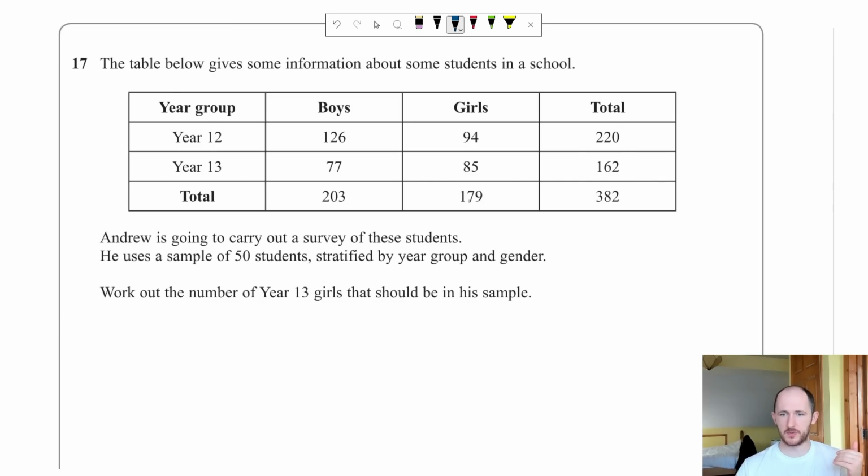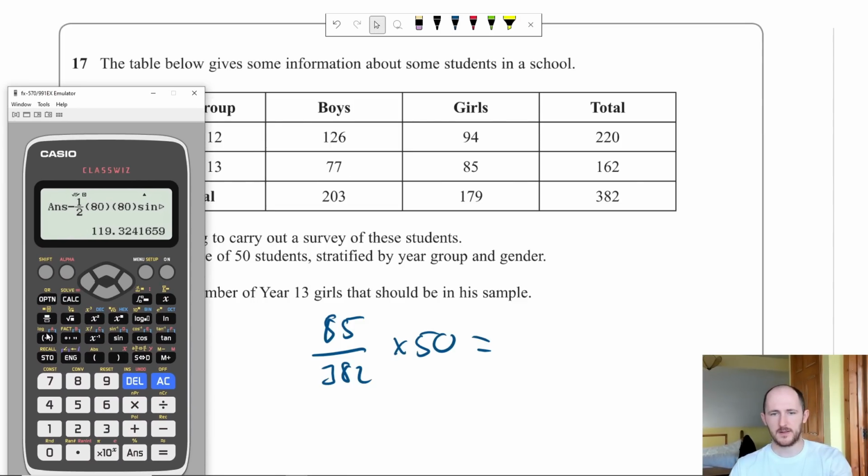So another way of taking stratified samples is when you have the group like this, but they give you the totals. So again, the number of year 13 girls, so we go to year 13 and girls, that's 85, out of a total of 382, and you just multiply that by 50, the sample size. Nice and easy.